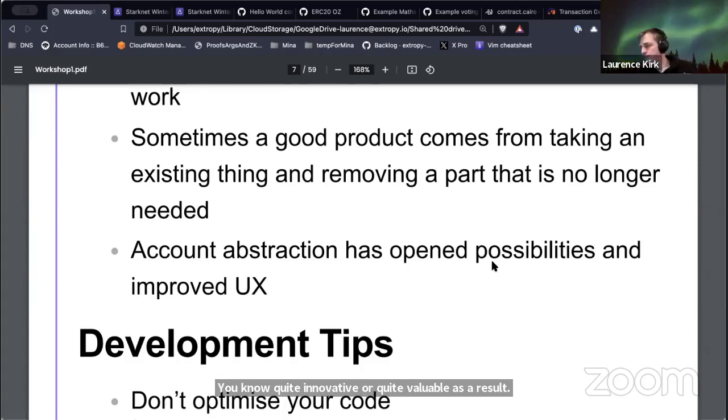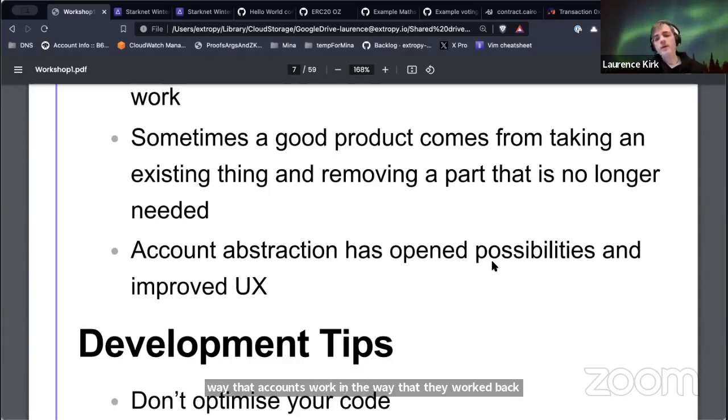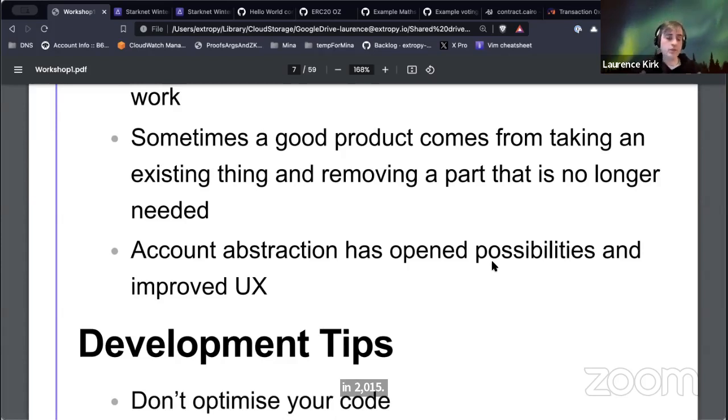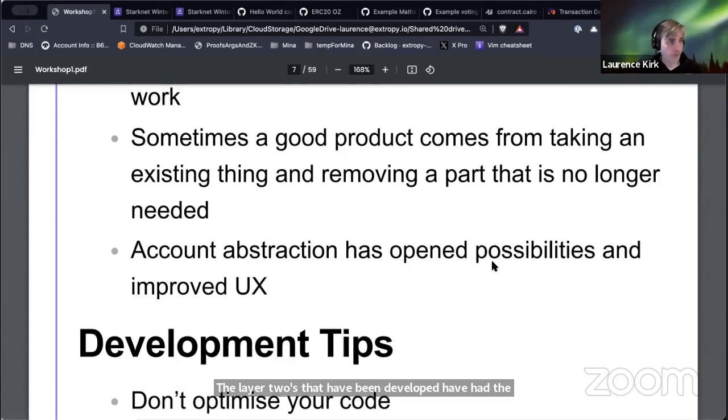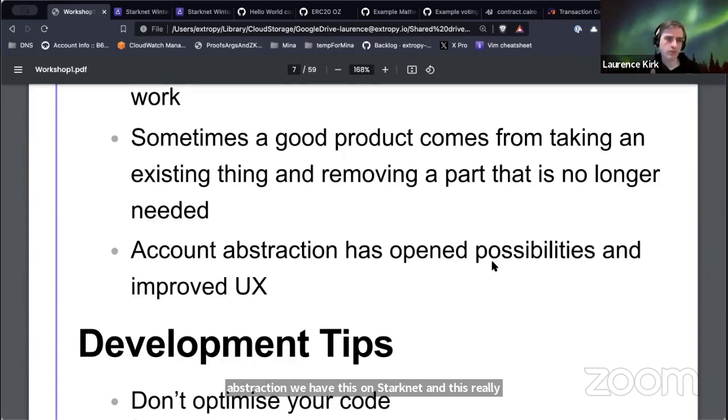An area that is quite popular, but certainly worth looking at, is account abstraction. If we've come from an Ethereum background, working on Ethereum layer one, we are very much fixed in the way that accounts work, the way they worked back in 2015. The layer twos that have been developed have had the chance to redesign this, and we have account abstraction on StarkNet. This really opens up many new possibilities and allows a much better UX. So take advantage of that.